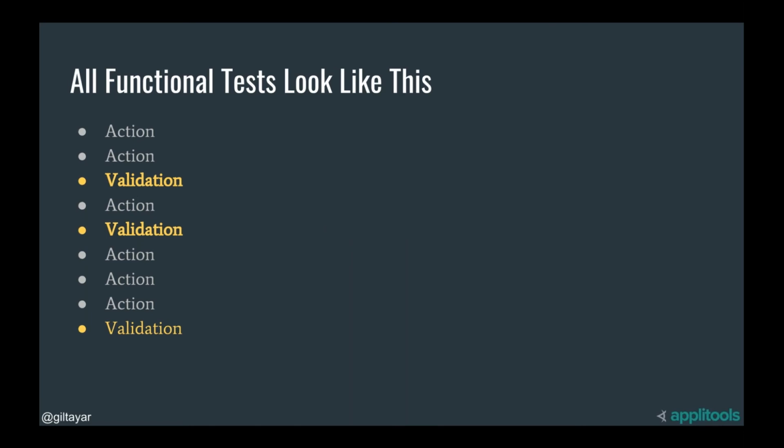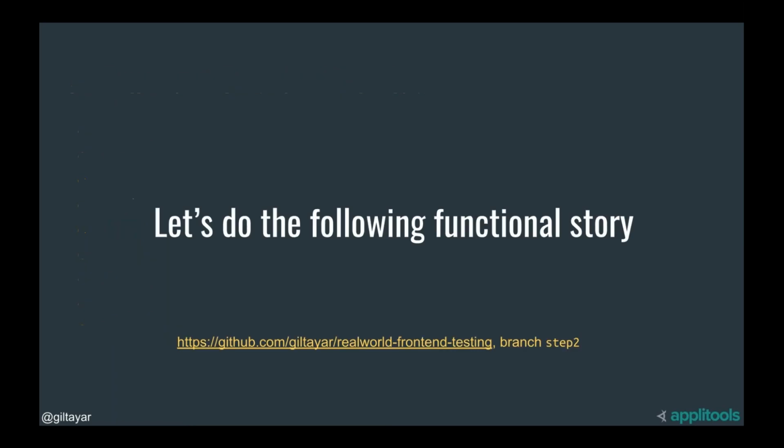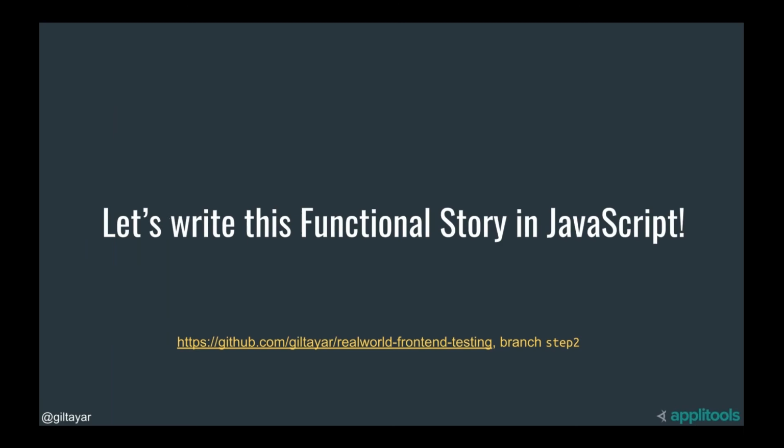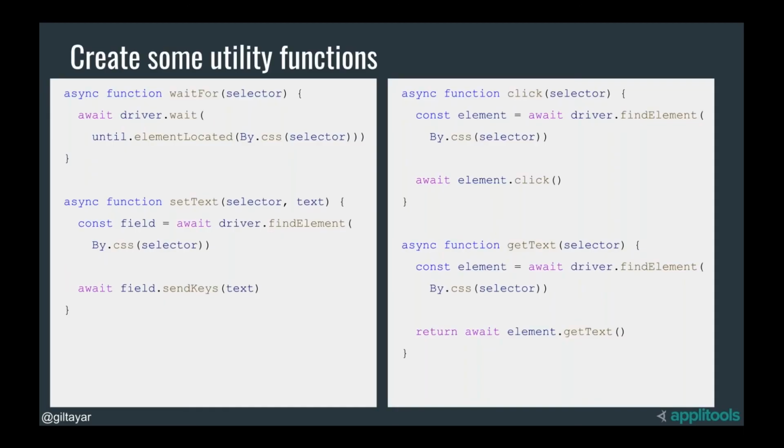Do some action, check that something is correct. That's a validation. Do some action, validate it. Do some action, do some action, do some action, validations. All functional tests, more or less, look like this, either actions or validations. Let's write a functional story, the next functional story, and we'll use it in the continuing.